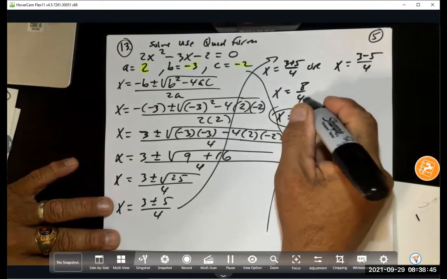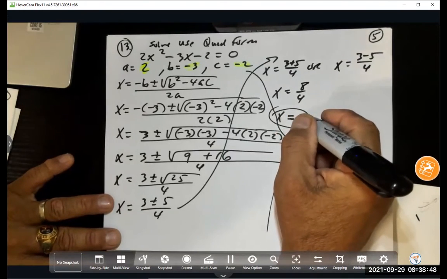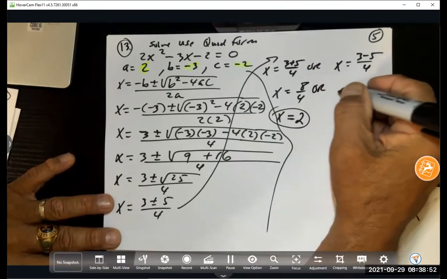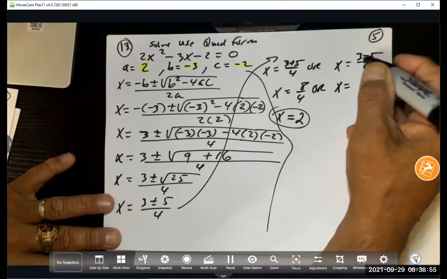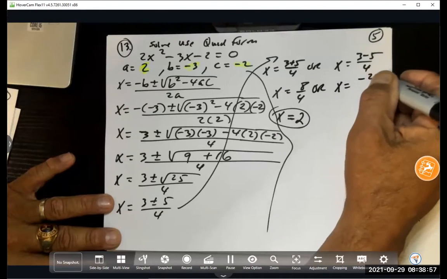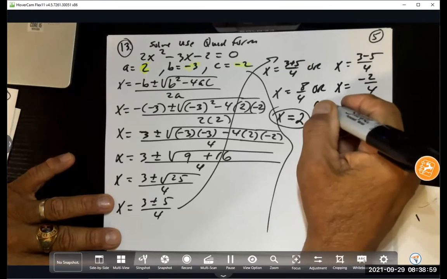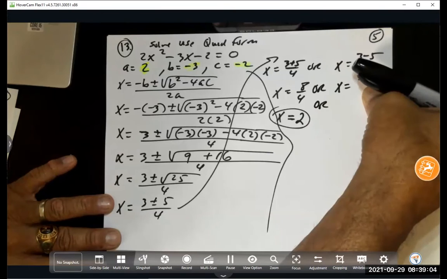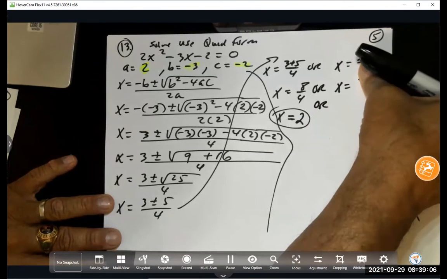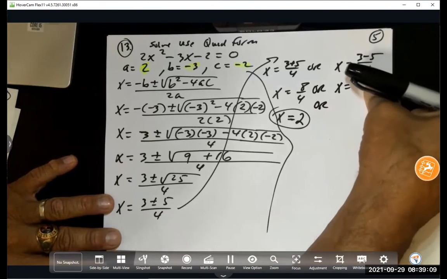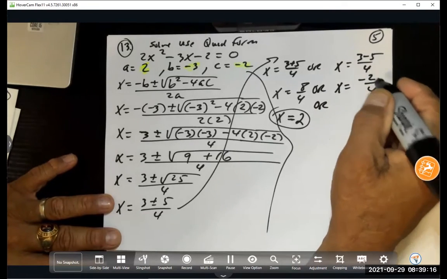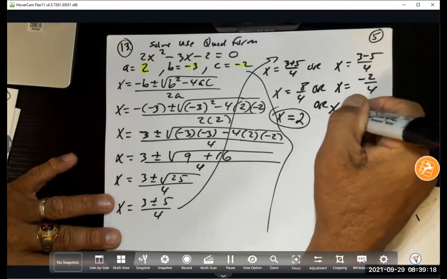Do it in a calculator, don't do it in your head. 8 divided by 4 is 2. That's 2. All right. Over here, 3 minus 5 is -2 over 4? Yes or no? On top, is that right? 3 minus 5 is that -2? Yes. 3 minus 5 is -2. All right.